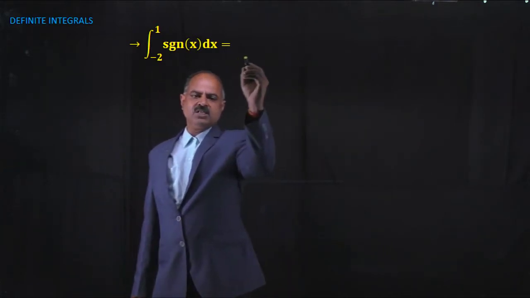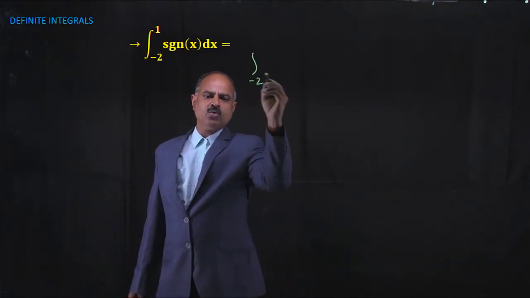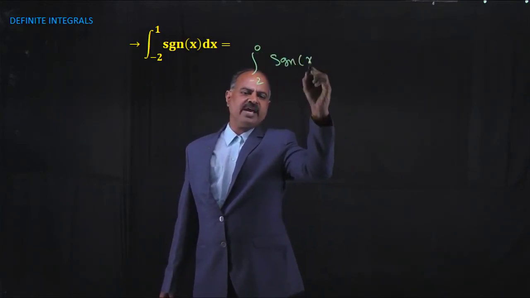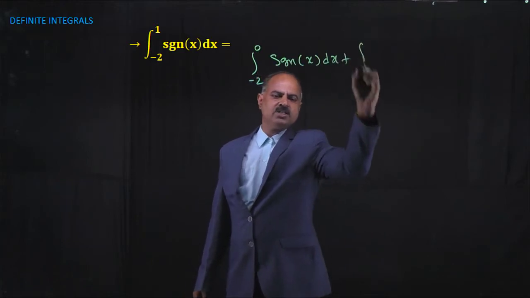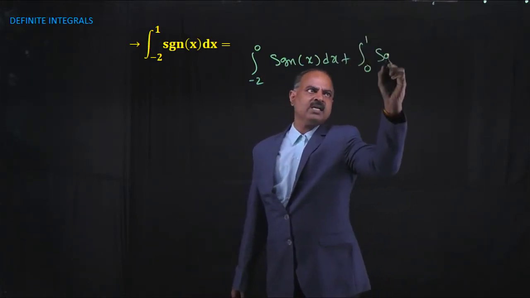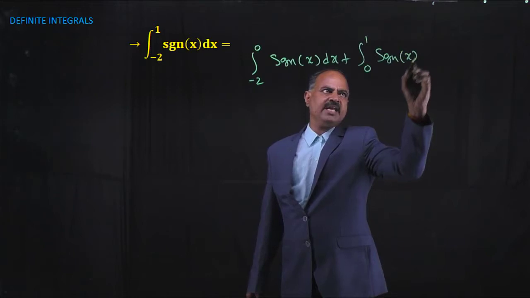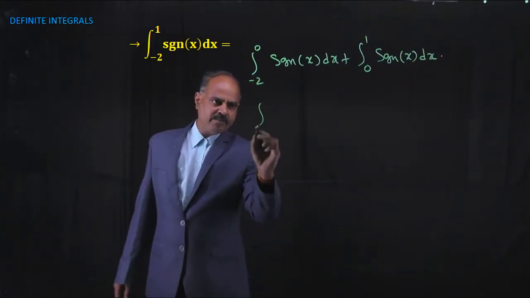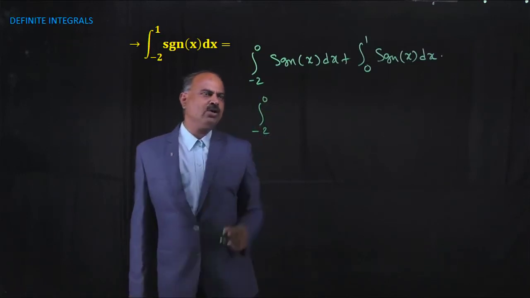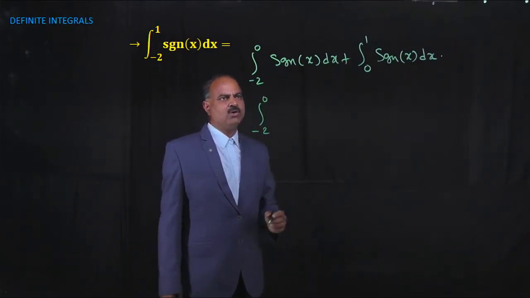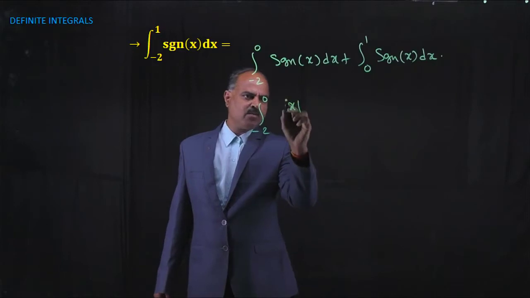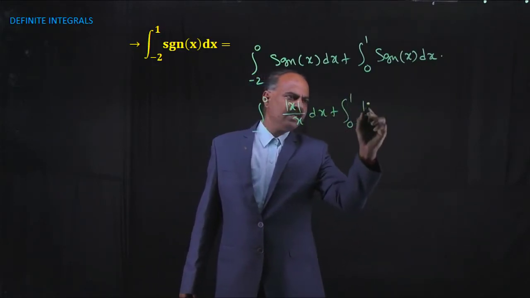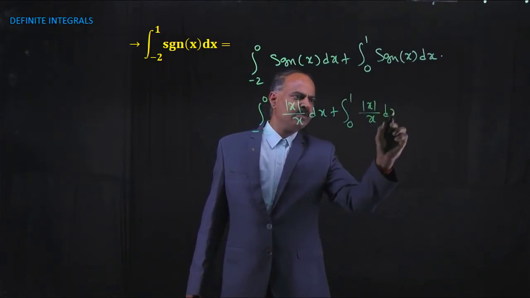Now this is equal to the integral from -2 to 0 of sgn(x) dx plus the integral from 0 to 1 of sgn(x) dx. Now here, the integral from -2 to 0 of sgn(x) is equal to |x|/x dx, plus the integral from 0 to 1 of |x|/x dx.